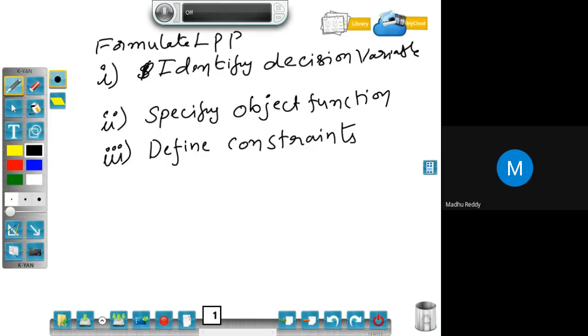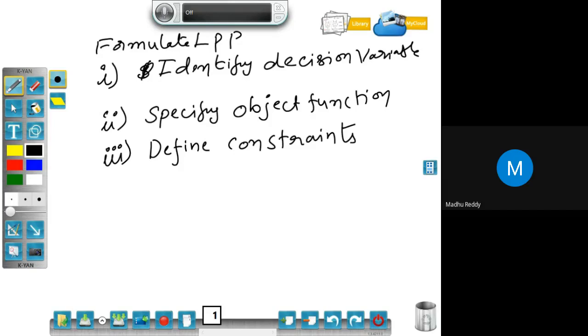The first one is to identify the decision variables. What is meant by a decision variable? Decision variables mean what exactly we need to find. The solution depends on a particular variable that plays a role in the function; that is called a decision variable.